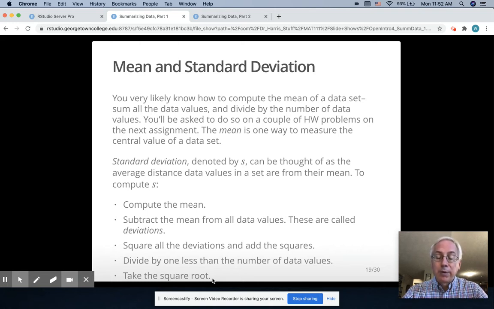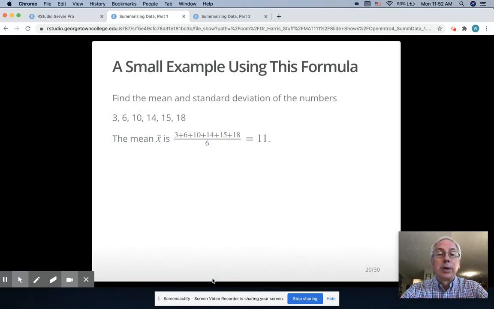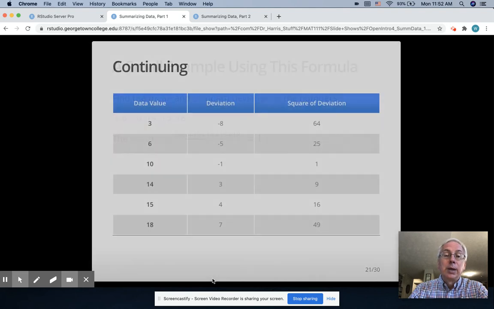I'm not going to write a formula for that down for you here, but we are going to work a small example to try to see how this is in action. And I may be asking you to do this for me as well. So here's a small example. Suppose we have the 6 numbers 3, 6, 10, 14, 15, and 18. It's not hard to calculate the mean. We add the numbers up. We get 66. We divide 66 by 6, and so the mean of the data set is 11. The next thing is to find the deviations. And so we're going to subtract 11 from each of these numbers. And we're going to see that in a table on the next slide.